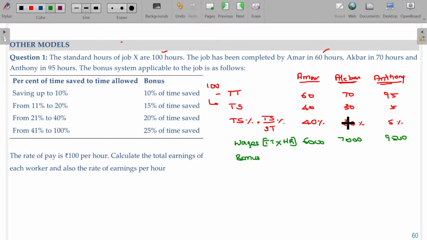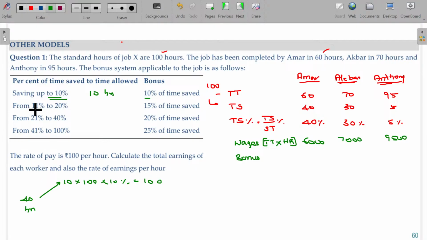In case of Amar, 40%. So time saved being 40 hours by Amar. Here, savings up to 10% of the time allowed, means up to 10 hours. Whatever the amount saved, on that only 10% will be the bonus. Then this value being 1,000 into 10%, 10 rupees. Am I right? 10 rupees. Is that okay? No, 100 rupees. 100 rupees.